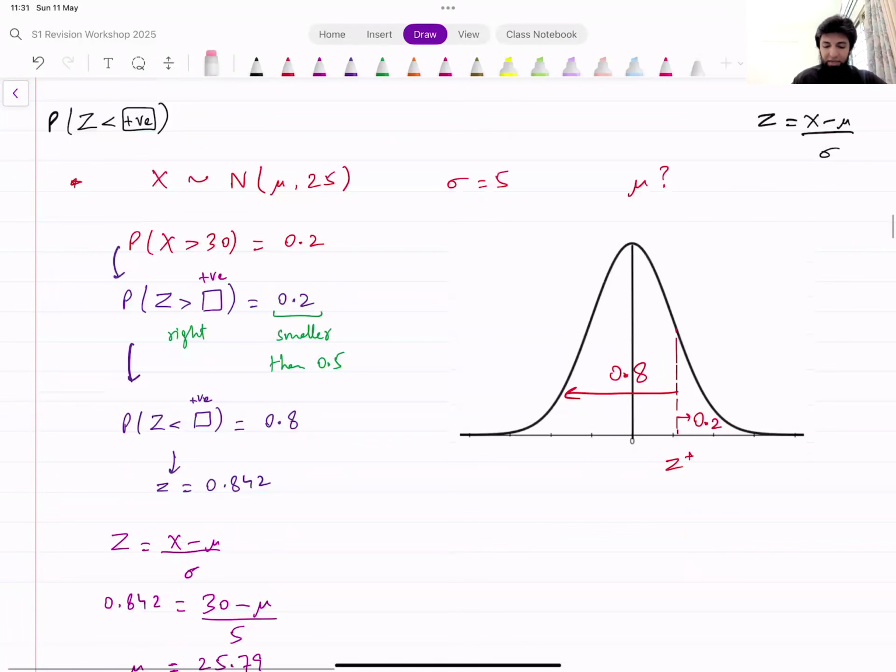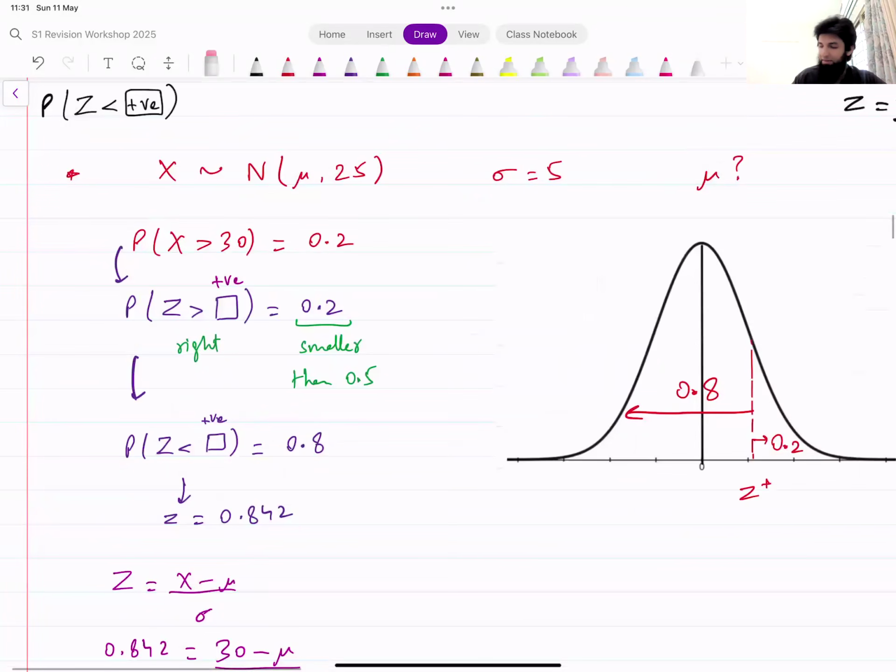What if you had something like this? There's a variable x, again, that's normally distributed, and the mean is unknown, variance is 25. Again, we have to find the value for mean. It's not necessary that you'll always have the mean missing. Sometimes you have the standard deviation missing or the value of x missing. It could be any missing information in the data. You have this value of x missing as well.